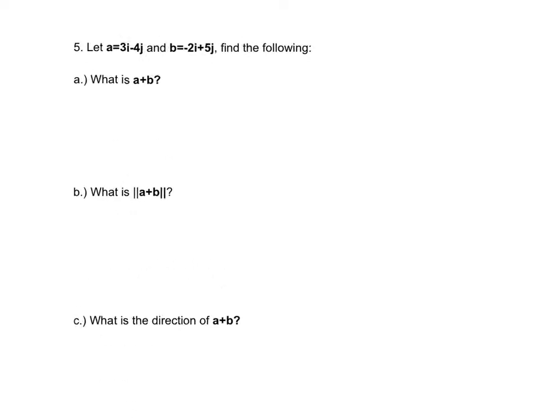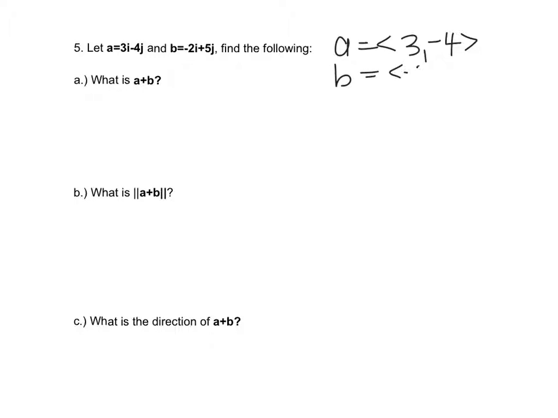So the last problem, problem 5, has to do with vectors, and we're going to use the vector a equals 3i minus 4j and b equals -2i plus 5j for all of our problems. So the first thing I want to do is rewrite both vectors in component form. So a is going to be <3, -4>, and b is going to be <-2, 5>. It's going to be easier to work with our vectors in component form.